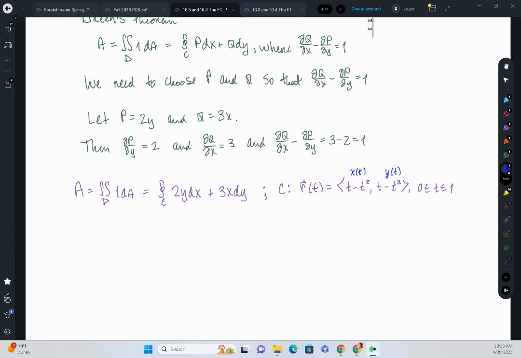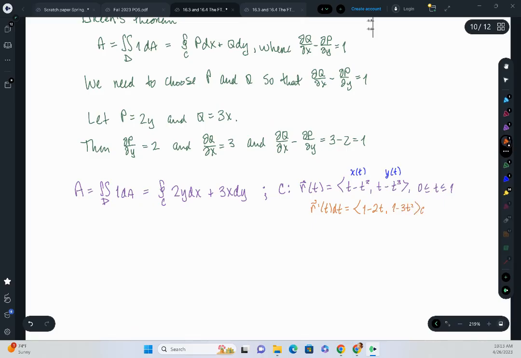But we also need to know what r prime of t is, because we need to get dx and dy, right? So we know that r prime of t dt is going to equal, well, let's go ahead and take derivatives, 1 minus 2t, and then 1 minus 3t squared, and then dt. And so these are the x prime of t values and y prime of t values, and these will equal our dx and dy that we need to replace.